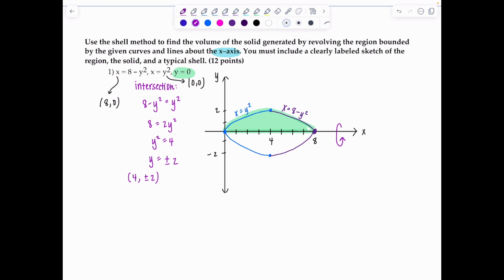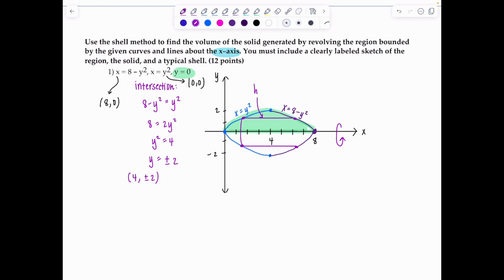Okay. We need to draw a typical shell. This can be tricky for students. When you're drawing shells, look at the axis of revolution. It's a horizontal line that we're spinning around. So what you do is you draw a little horizontal line segment in the shaded region. Don't go outside of it. Then you reflect it. That's the height of your cylindrical shell. This is h. Always use the original region when determining the height and the radius.